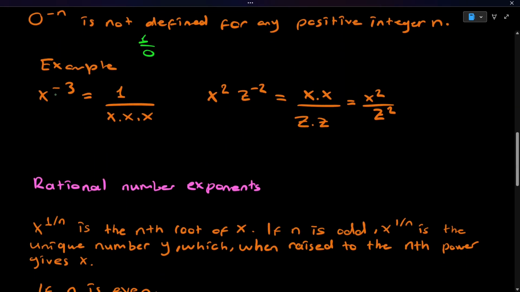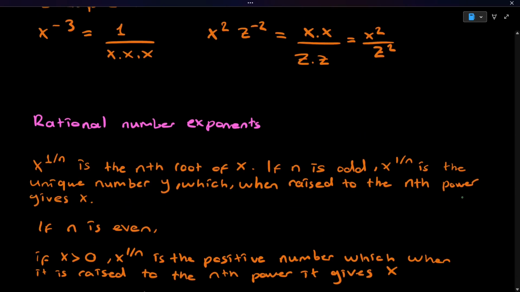Example, x to the power of negative 3 is equal to 1 over x multiplied by x multiplied by x. x squared z to the power of negative 2 can be written as x by x over z by z, or x squared over z squared.